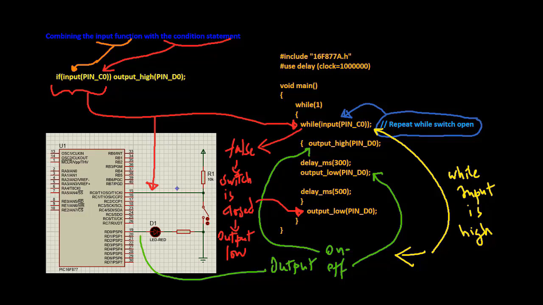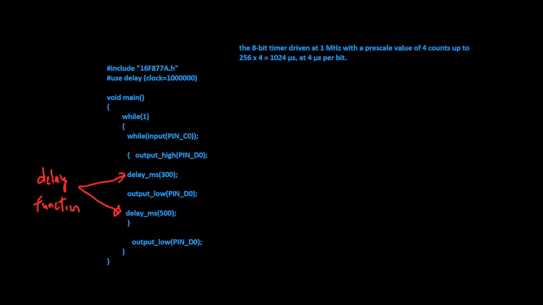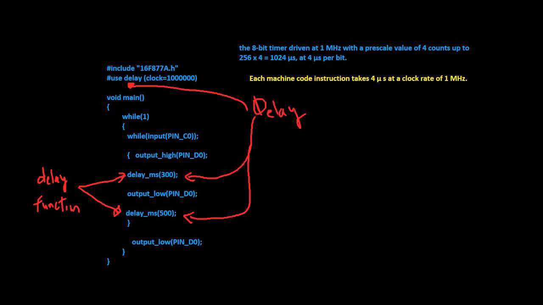The program also demonstrates the delay function. If this were absent, the loop would execute in just a few microseconds. Since each machine code instruction takes 4 microseconds at a clock rate of 1 MHz, the flashing of the output would be invisible. The delay required, in milliseconds, is given as the function parameter, and a reference to the function library is provided at the start of the program with the use directive.